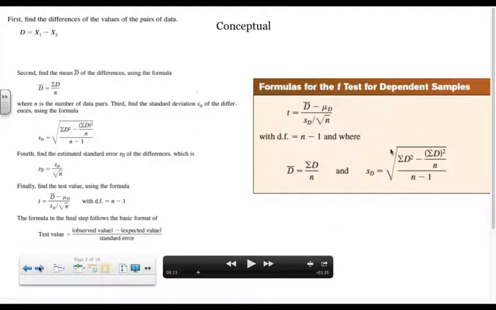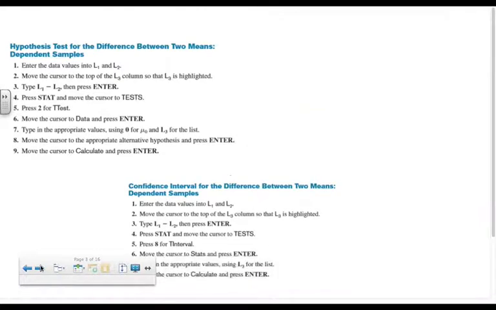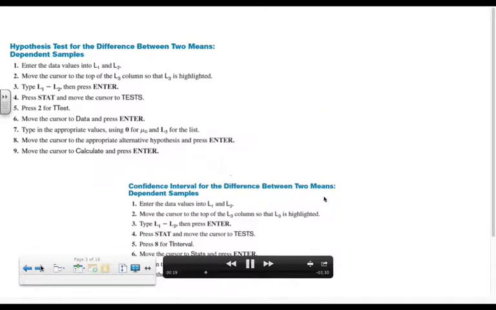Now, if you look again, these formulas are huge. We're not going to use the formulas. We're going to use the graphing calculators because this is just too massive otherwise. So first of all, let's look at the graphing calculator stuff. I think I moved that around.